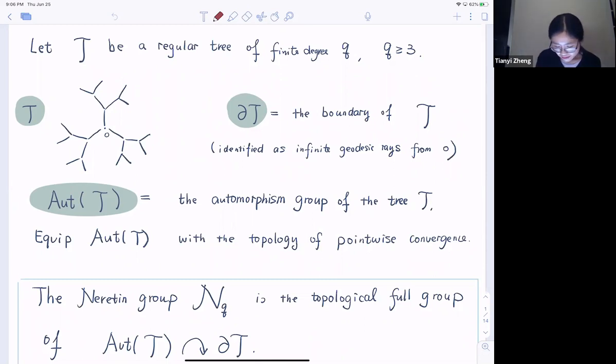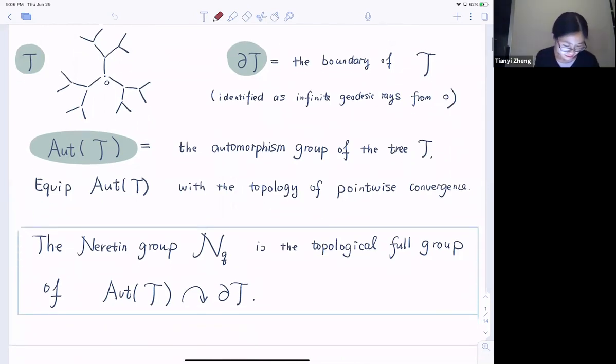And then as usual, you can take the tree boundary as the equivalence classes of rays, and you can identify it as the infinite geodesics starting from O. And the tree boundary can be equipped with the usual topology, and it is homeomorphic to the Cantor set. So two rays are close if they share a long segment.